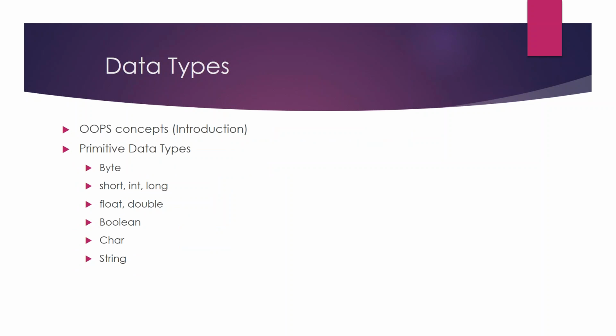Next, data types. What are the data types we are going to discuss in Java right now? Byte, short, int, long, float, double, boolean, and character and string. These are called primitive data types.